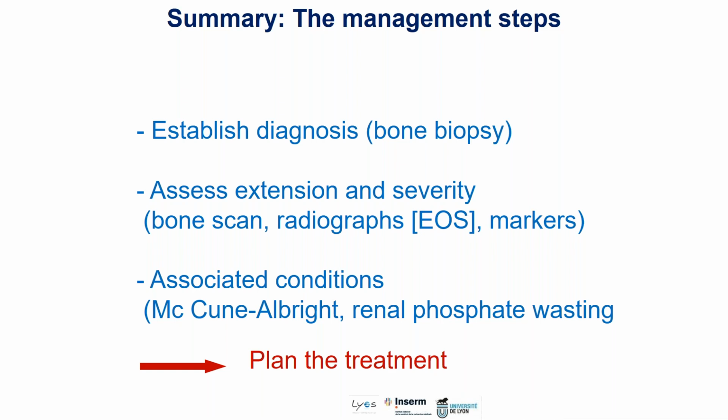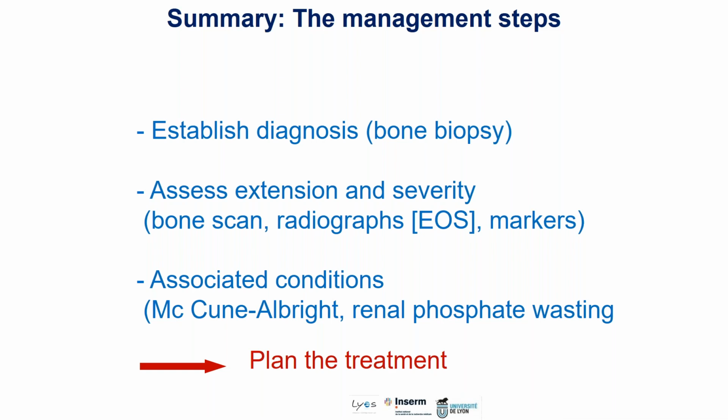When the diagnosis has been established, we have to assess the extension and severity of the disease, so a bone scan to have a complete map of the skeleton, and radiographs, including the EOS technique when it's available, because there's less irradiation, and so it's very convenient to monitor patients and repeat the radiographs. Biochemical markers of bone turnover are also useful in monitoring treatment with bisphosphonates, for example. Then we have to treat the associated conditions, so precocious puberty or other endocrine complications.